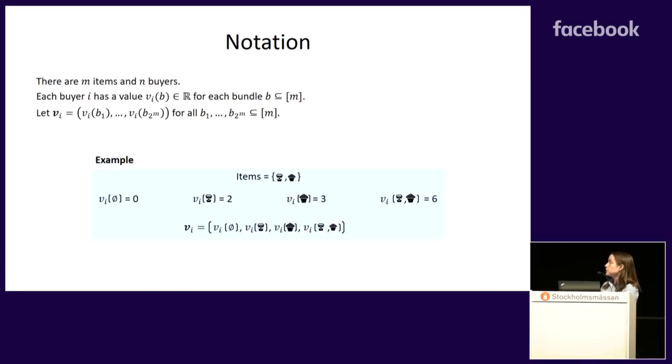Okay, so for example, maybe there are 2 items for sale. We always assume that all the buyers value the empty set at $0. And maybe he values the coffee at 2, the muffin at 3, and the bundle at 6. So our vector representing all of his valuations is going to be this length 4 vector. So here I've just superimposed his values for these items onto this vector.